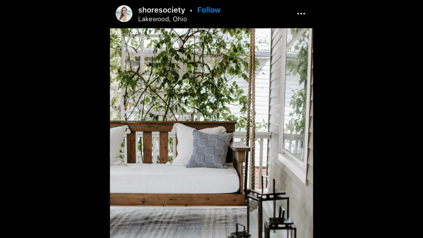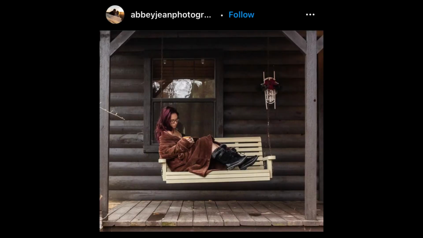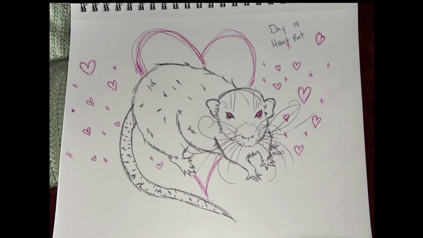So I have several reference photos that I used to get this front porch look, one from Instagram and I think one from Pinterest. I was definitely starting to feel more confident in my sketching style and in my artwork itself at this point.